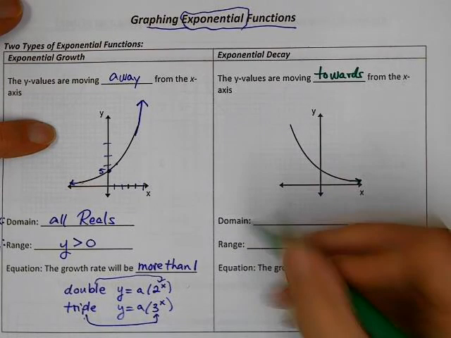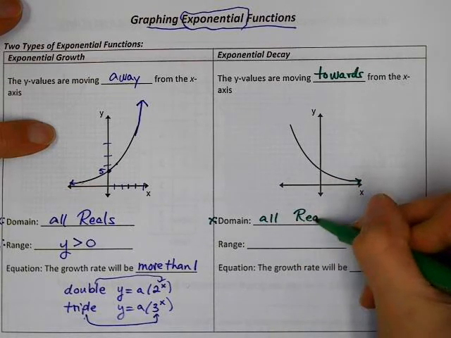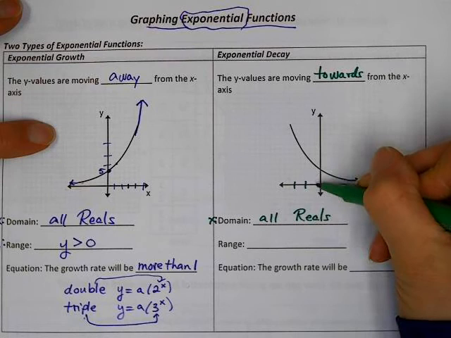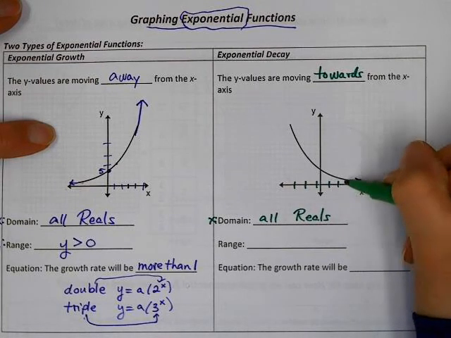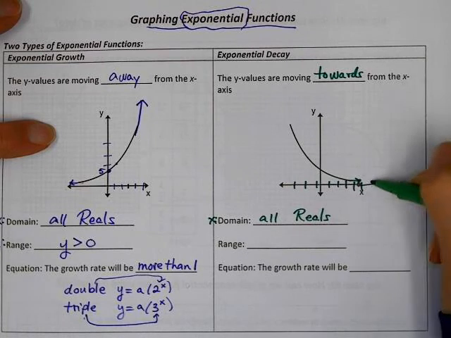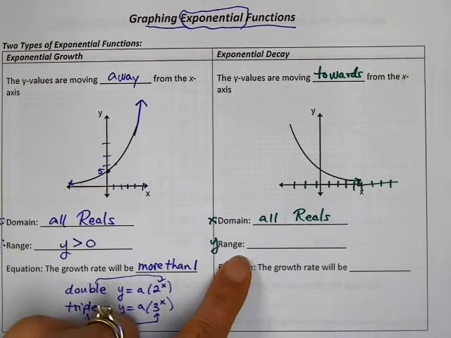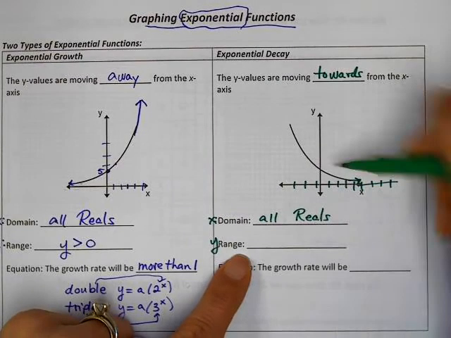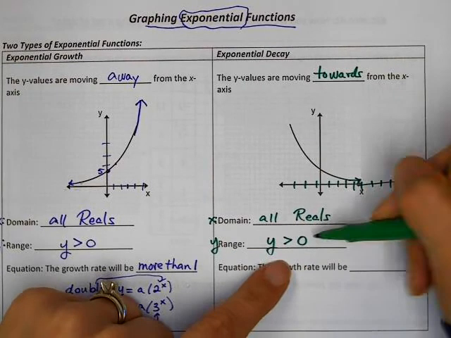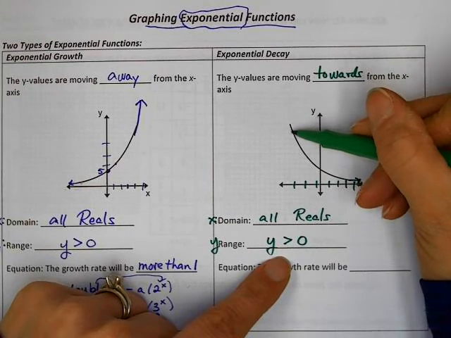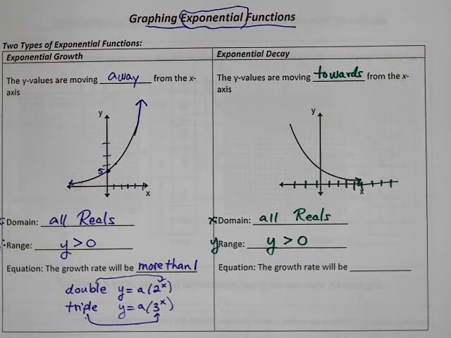The domain. So what are the x numbers? You can plug in all reals. You can plug in any number you want on the x equation. I could say how many M&Ms are left after 1 period, 2 periods, 3 periods, 4 periods. I could do this forever, after 20 periods. And then the range, the y values are still more than 0. You never get to 0. The y values, how many M&Ms do I have? Less and less and less. But I never eat that last M&M.